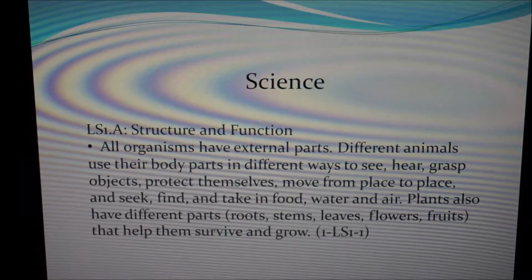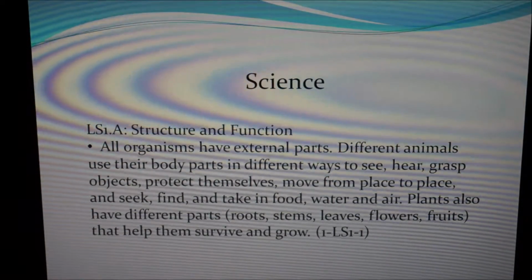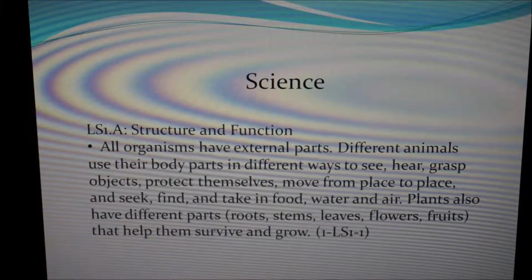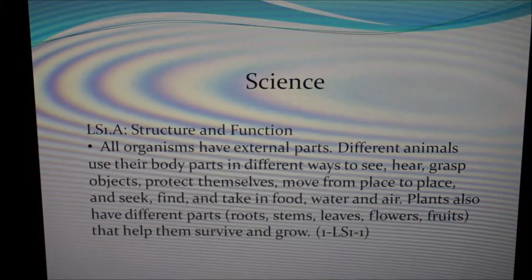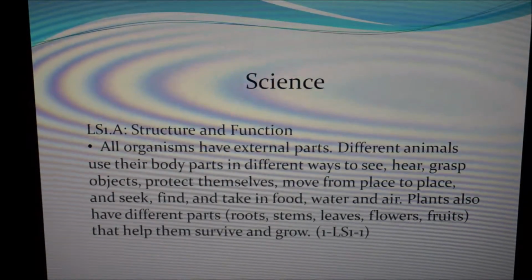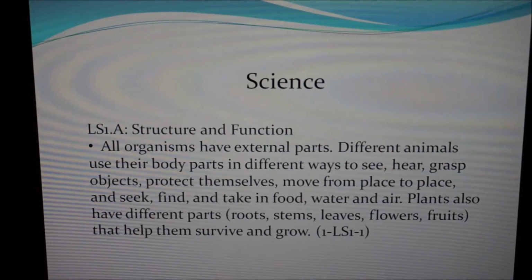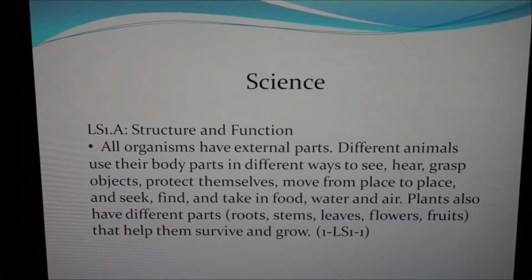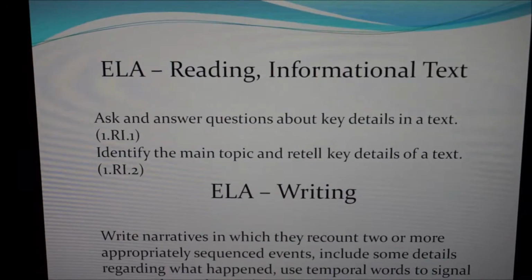Our science standard falls under Life Sciences 1, Structure and Function. All organisms have external parts. Different animals use their body parts in different ways to see, hear, grasp objects, protect themselves, move from place to place, and seek, find, and take in food, water, and air. Plants also have different parts: roots, stems, leaves, flowers, fruits that help them survive and grow.